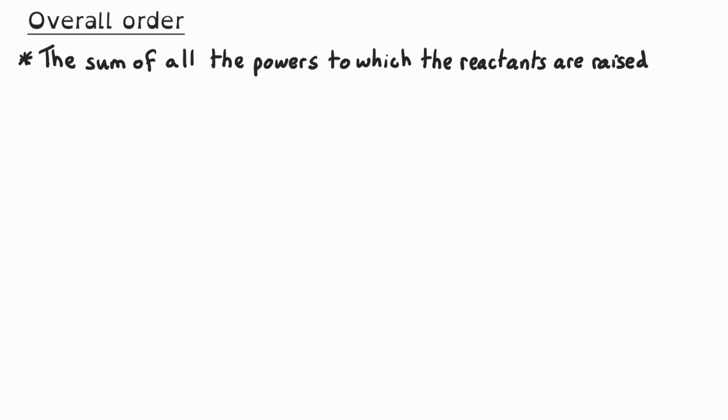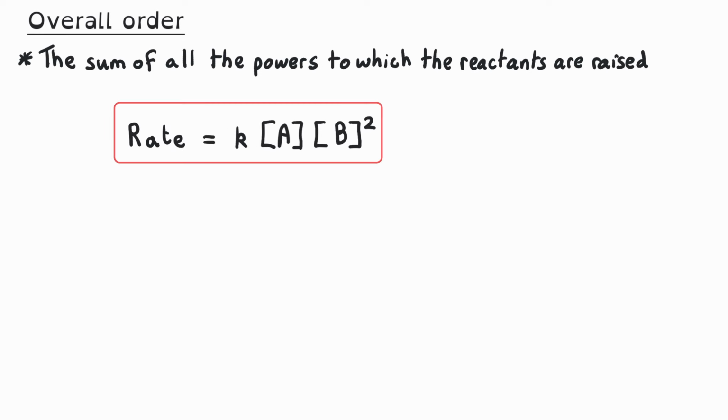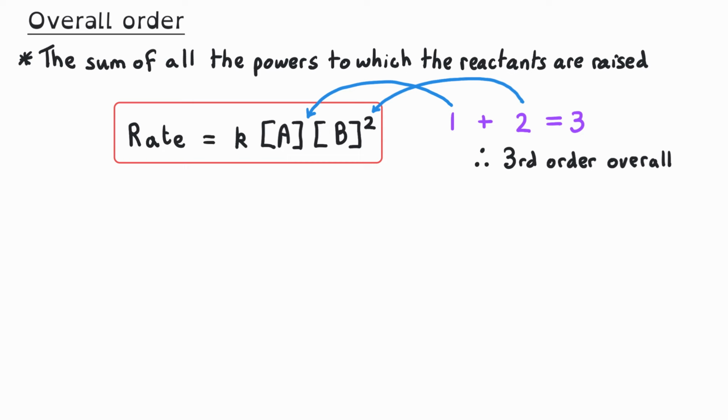The sum of all of the powers to which the concentrations of the reactants are raised in the overall rate equation is known as the overall order for this reaction. So for our example, where rate equals k[A]^1[B]^2, the overall order is simply 1 plus 2, which is 3. And we would say this reaction is third order overall.